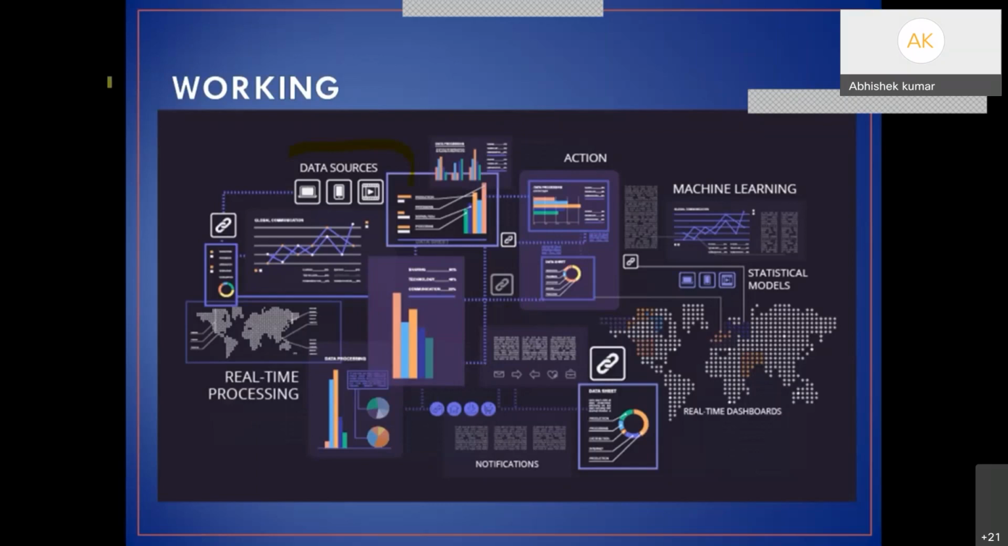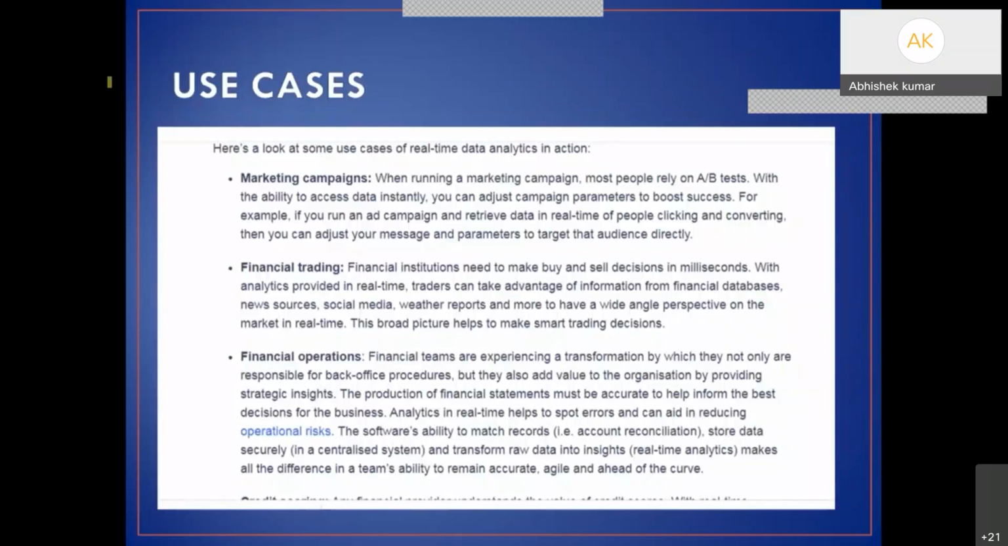So now, basically, what are the use cases? What are the benefits of real-time big data analytics? Why are we using this? This is a very good question, why we are doing this. Are we wasting our time over this, or is it needed, or are we just doing it for formality, for the sake of teaching the students?